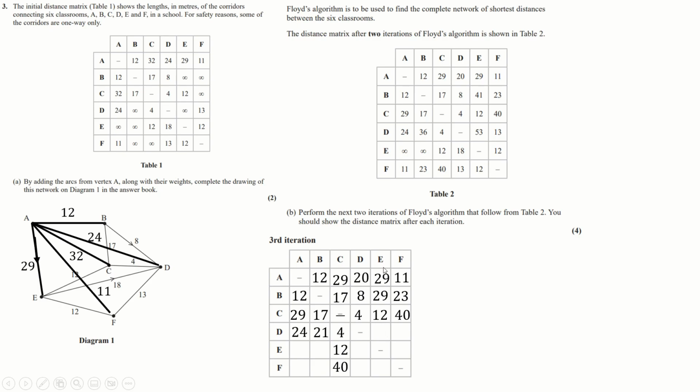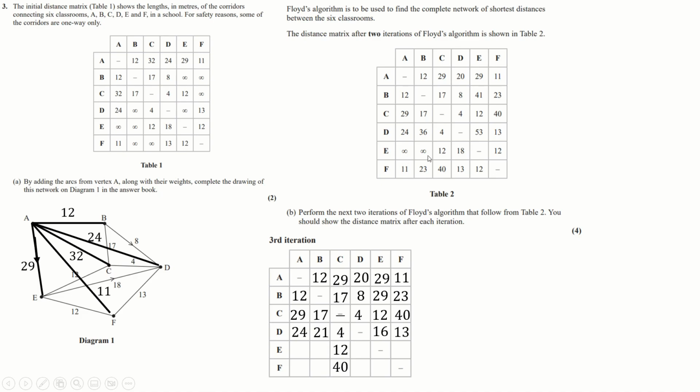Next one is D to E, which is currently 53, so it looks like we'll improve on this. We can go D to C is 4, and then C to E is 12. Add those together to get 16, and we've got a big improvement. Last one is 13. D to C is 4, and then C to F is 40. That makes 44, which is much bigger than 13, so we'll keep 13. And we'll just keep going.